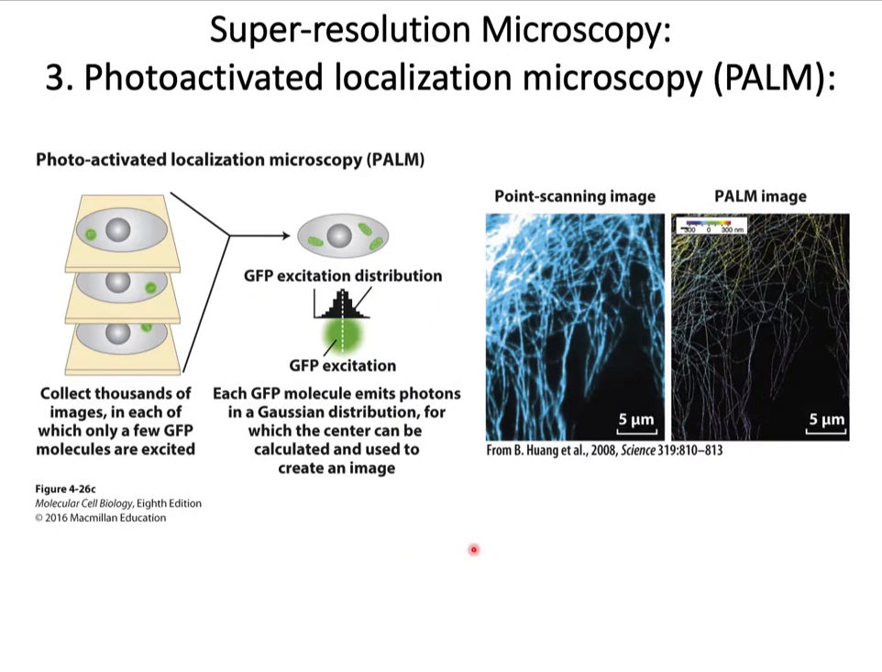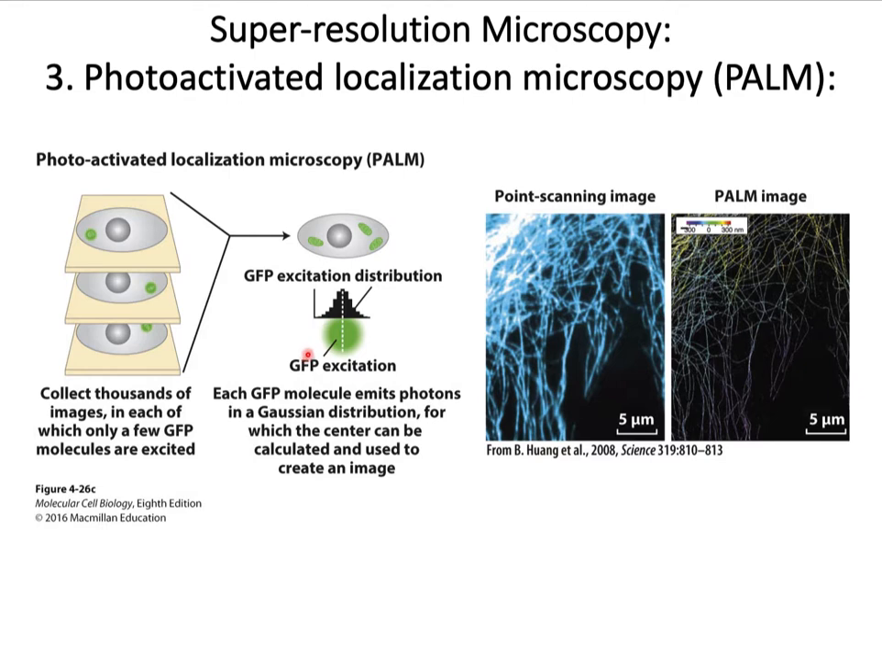Another type of super resolution microscopy is photoactivated localization microscopy, or PALM. In this technique, at a time, the excitation wavelength illuminates just a few random molecules of the fluorophore or the fluorescent protein, say in a cell. This way, thousands of images are taken and stacked upon each other.